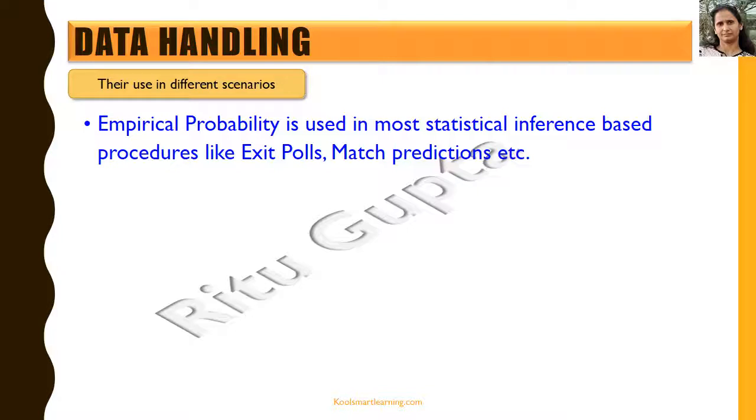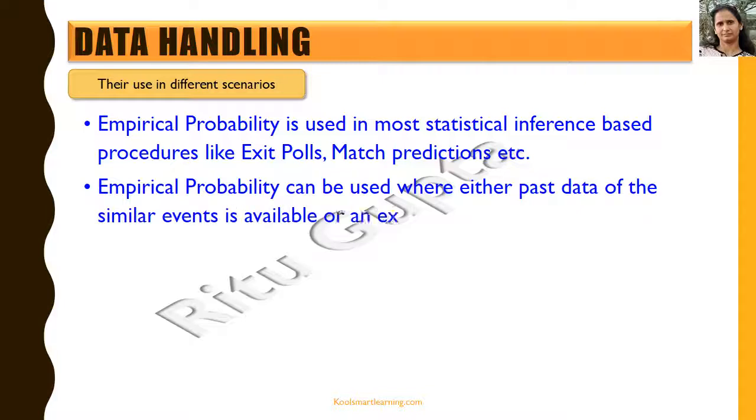These are not equally likely or unbiased things which happen. There are differences in how they will act. So that is where empirical probability is used, and we never use theoretical probability. So in exit polls, in match predictions, etc., we always use empirical probability.